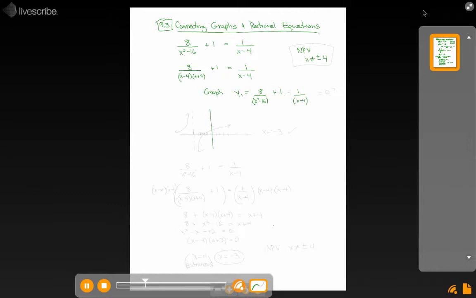Strange looking graph, a little bit. It does have non-permissible values at -4 and +4. At -4, it's got a vertical asymptote. At +4, it actually turns out that it has something else going on. But if we take a look at this graph, it looks something very roughly like this.